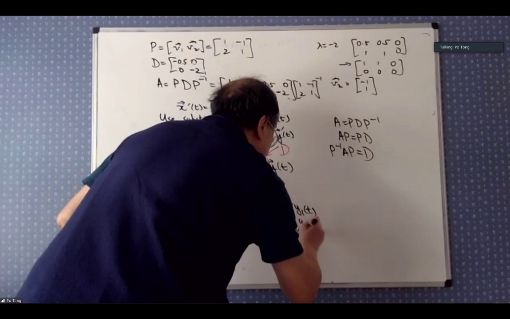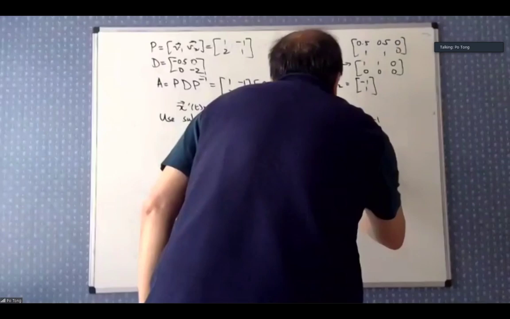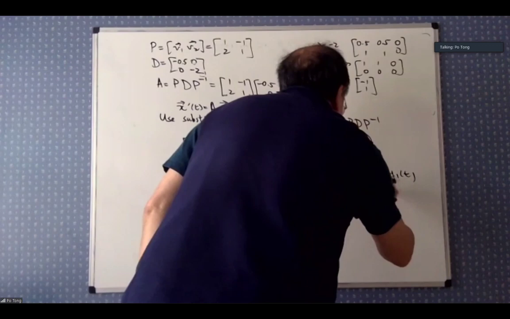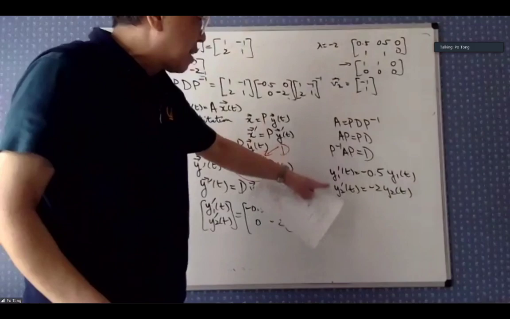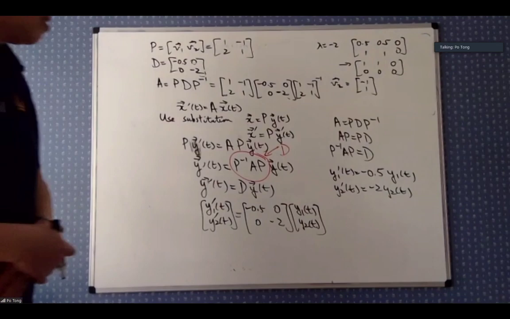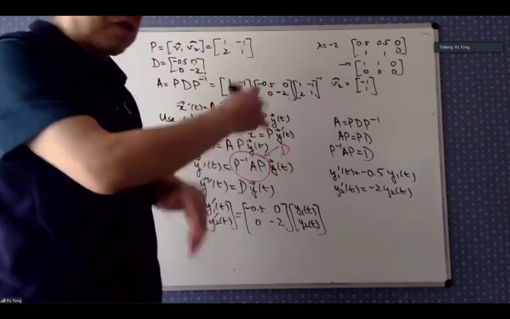Okay, so what do I have here? This has prime here. So I have y1 prime t equal to negative 0.5 y1, and I have y2 prime t equal to negative 2 y2 t. Now I can immediately write down the answer for y1 and y2 because the system has been decoupled through that substitution. And that's the beauty of diagonalization. The diagonalization makes this a diagonal matrix. Now the two things are not coupled together anymore.